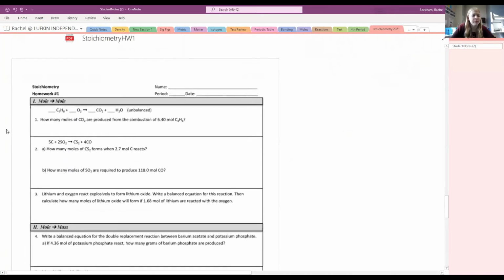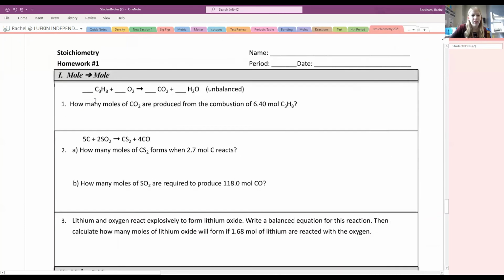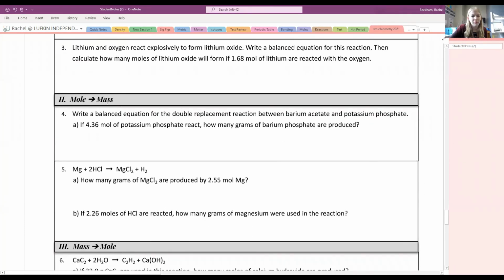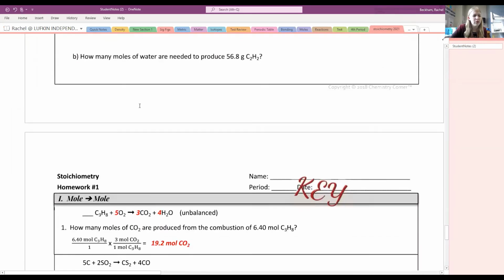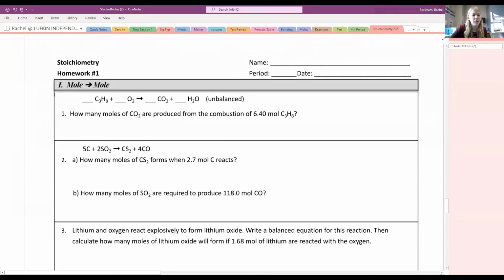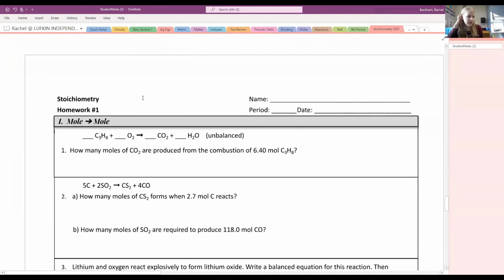This is homework set number 1. This was given to you yesterday on Thursday. You're just going to complete all of these using your mole map. So if you notice, homework number 1 is just moles to moles. You're going straight from moles over to moles. It kind of breaks it up for you. Part 2 is moles to mass. Part 3 is mass to moles. And I think that's it. We don't have you do mass to mass on these. So the mass to mass, the ones with like 3 steps in it, are not on this homework set.